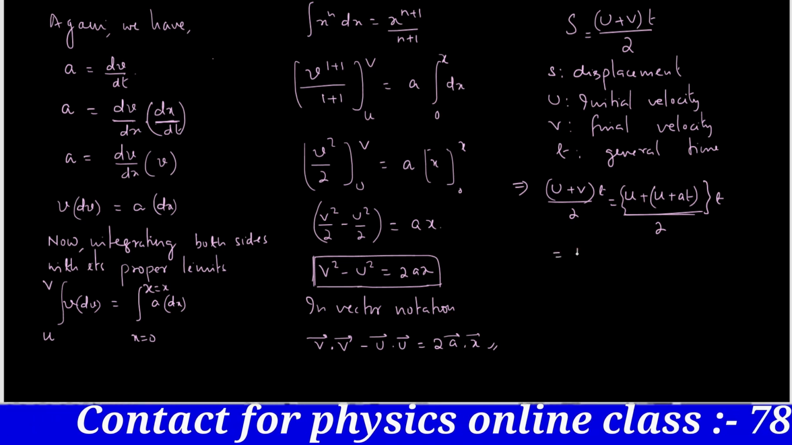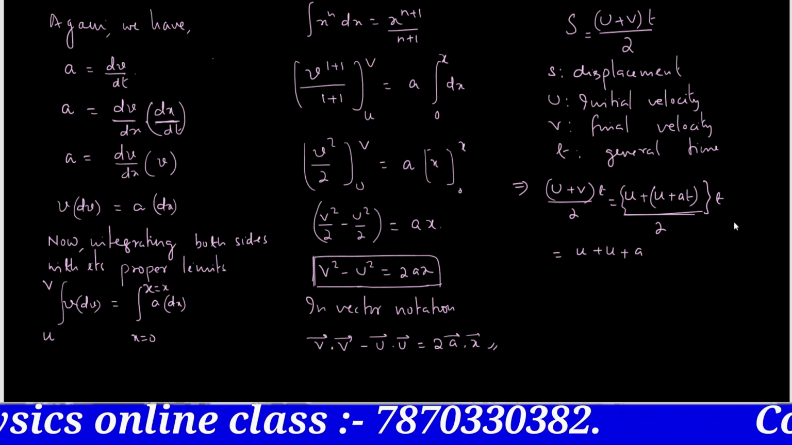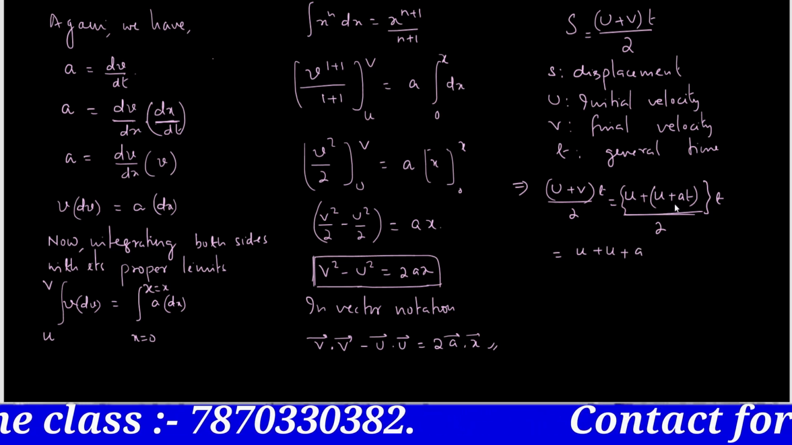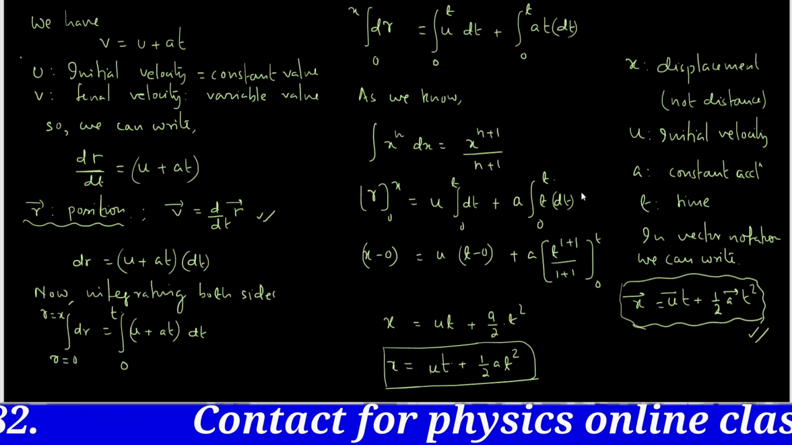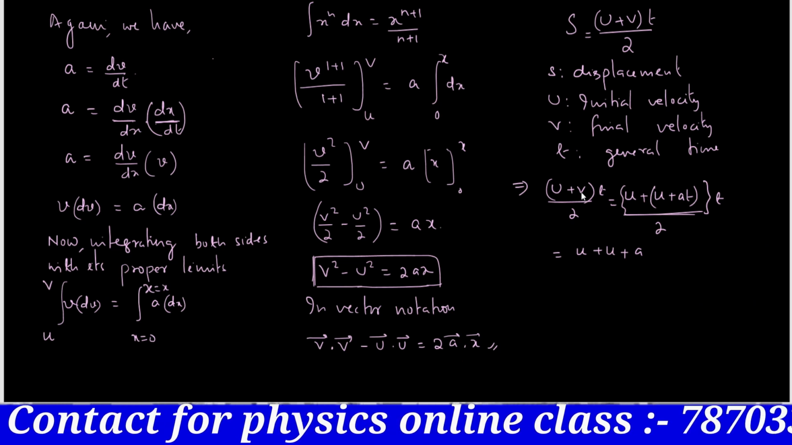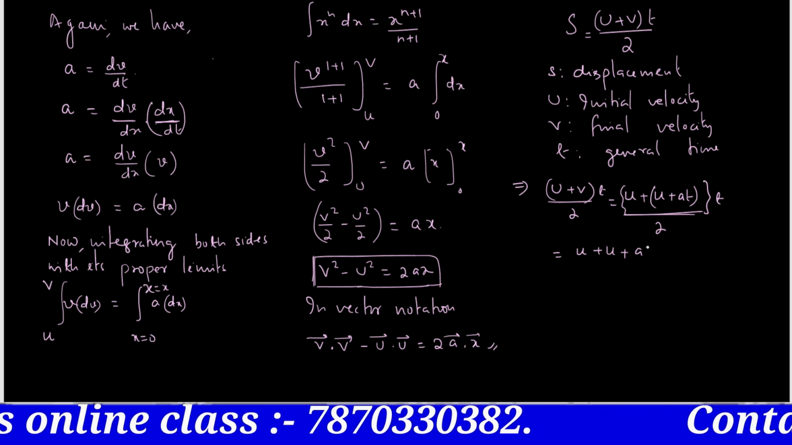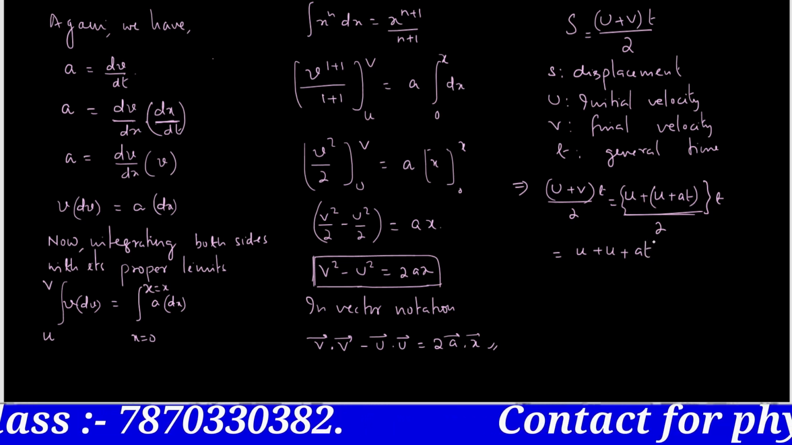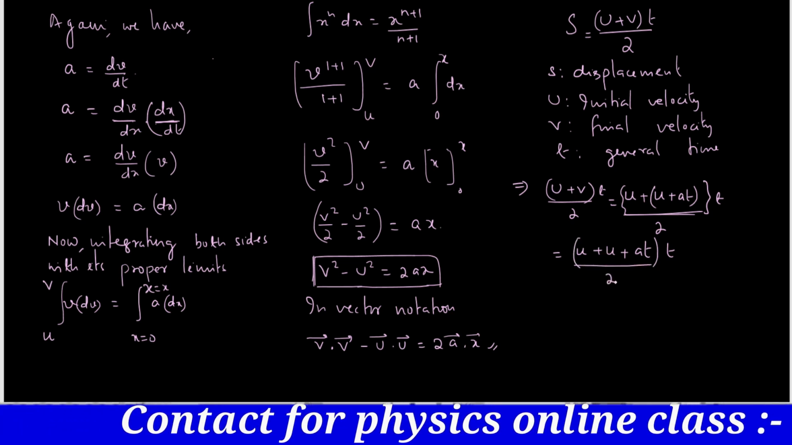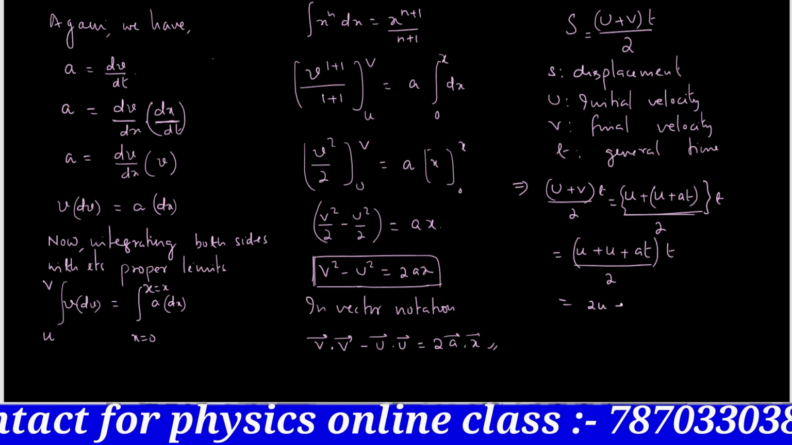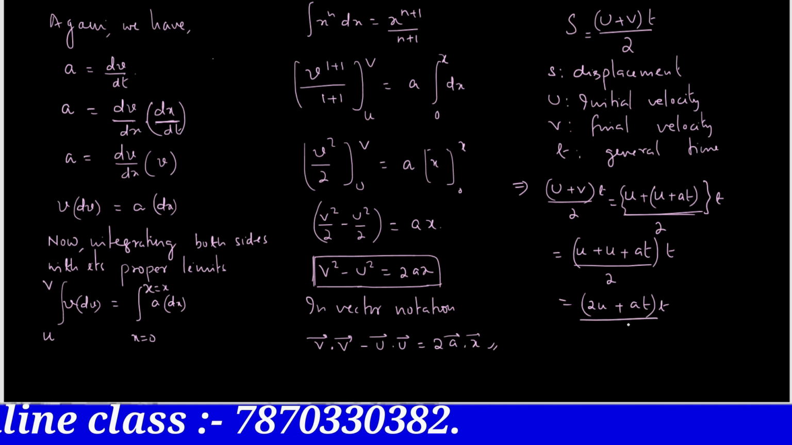Now I can write this as U plus... This V equals to... Okay, this is V equal to U plus AT, right? So this is 2U plus AT, right? Plus AT multiplied by T, and this is 2. So (2U plus AT) multiplied by T by 2.